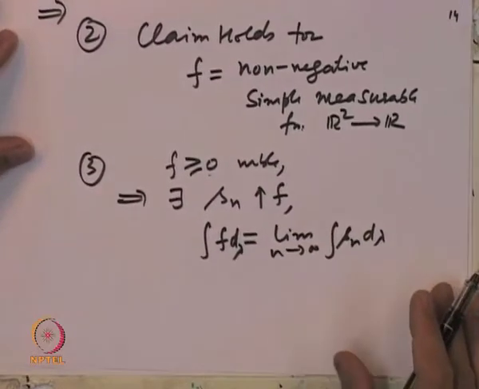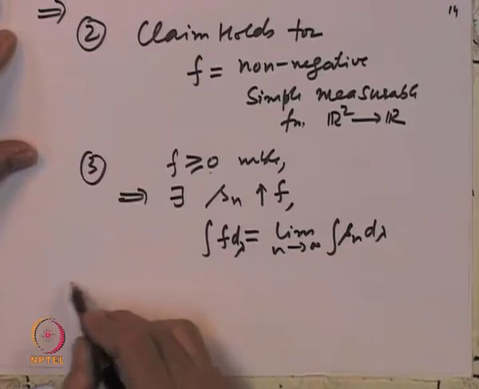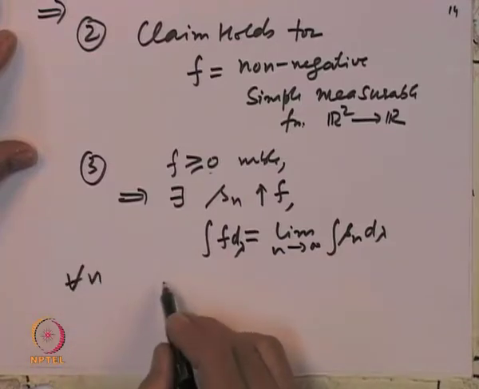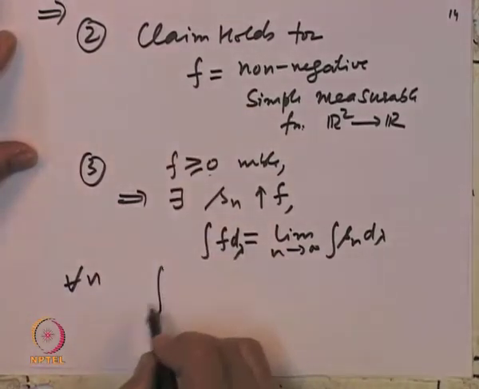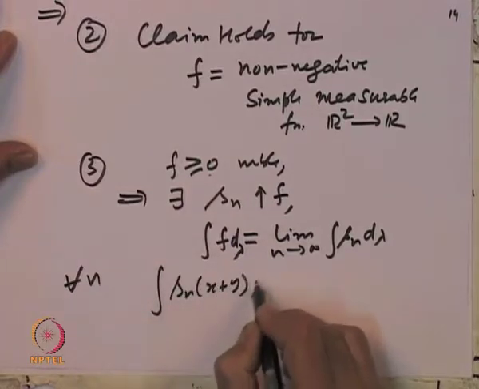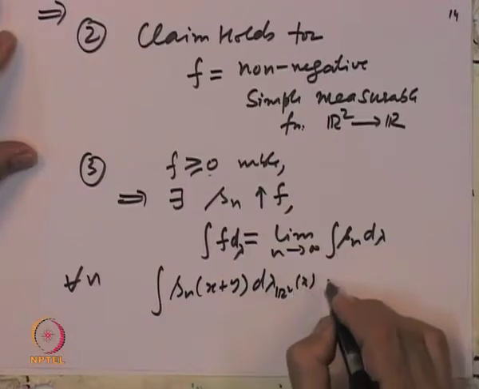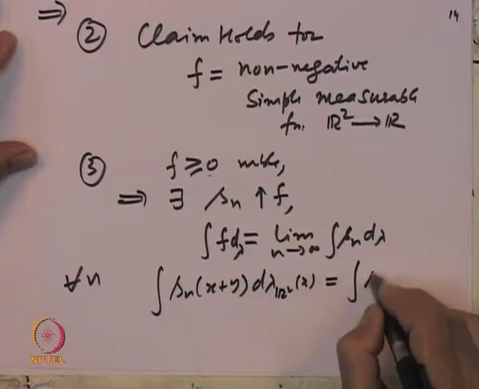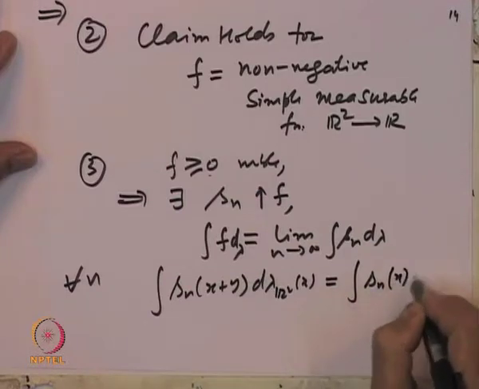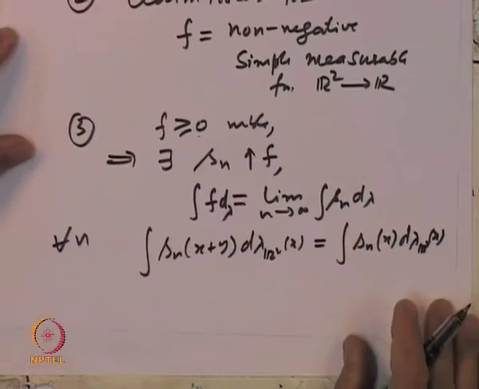Okay. But for each non-negative simple measurable function S_n, for every n, we know that the required claim holds by step 2. So, by step 2 we know that the integral of S_n of x plus y d lambda R 2 of x is equal to the integral of S_n of x d lambda R 2 of x. So, that is by step 2.